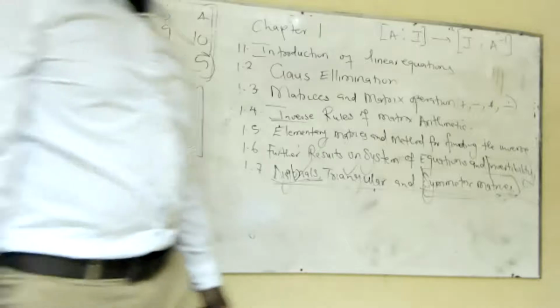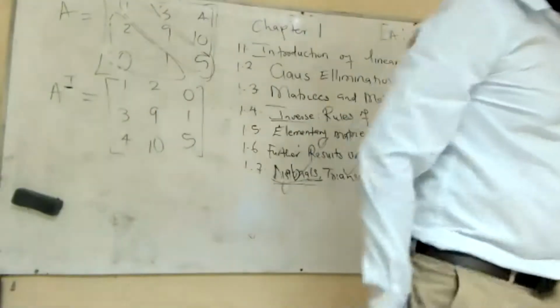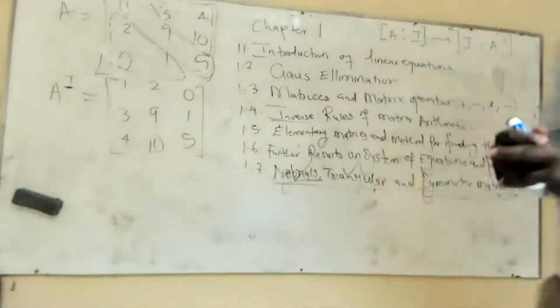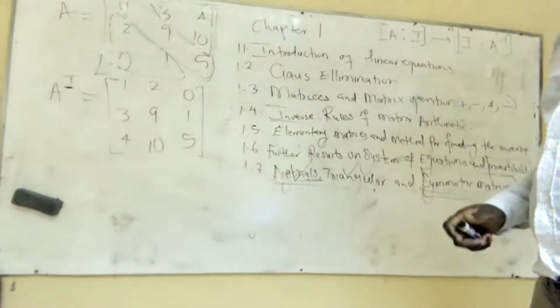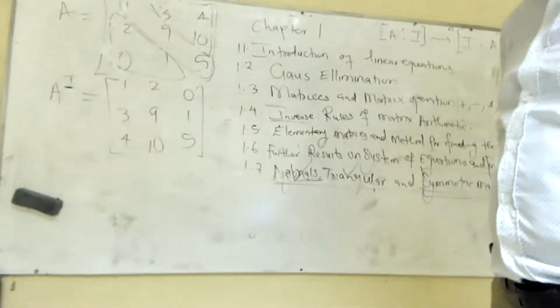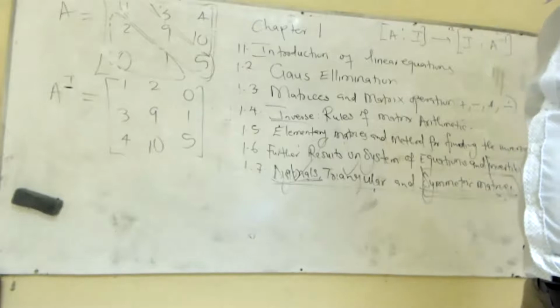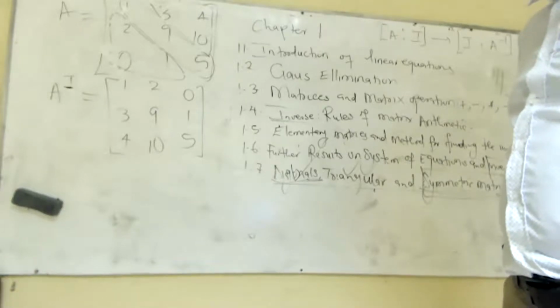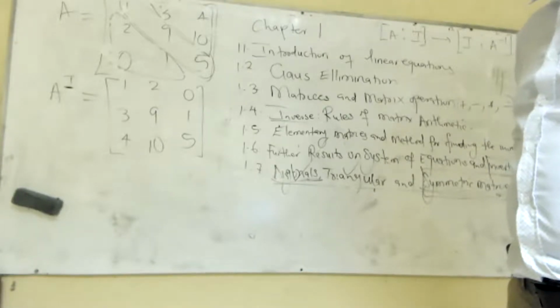Oh, symmetric. Oh, okay. You change your row to column. Okay, we have. Oh, okay. Let me also find out from Mr. Munyai. Right.